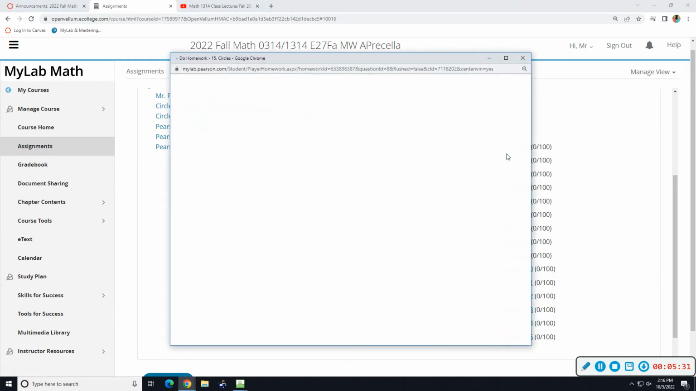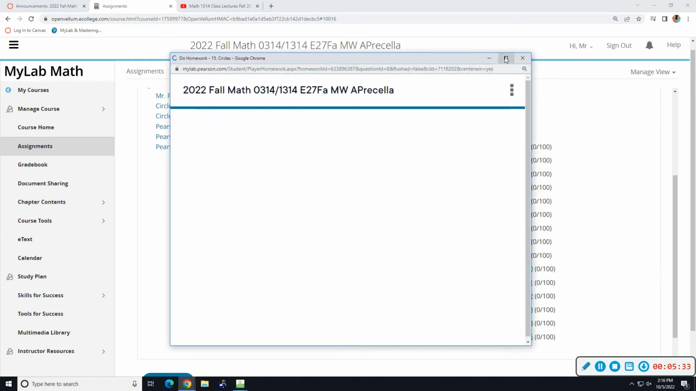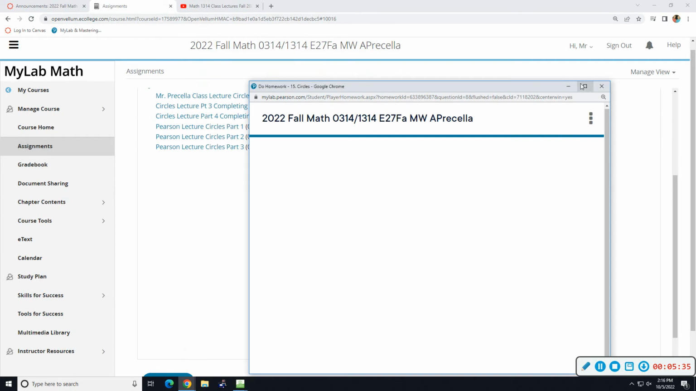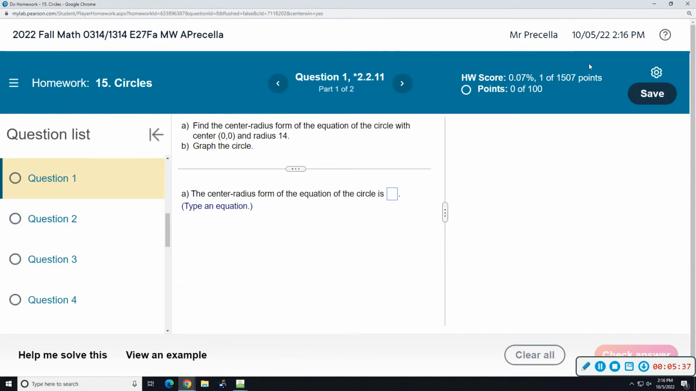So looking at number 1, find the center-radius form of the equation of the circle with the center at (0, 0) and the radius 14. So this is number 1. Let me write the problem down. The center is at point (0, 0) and the radius is 14.